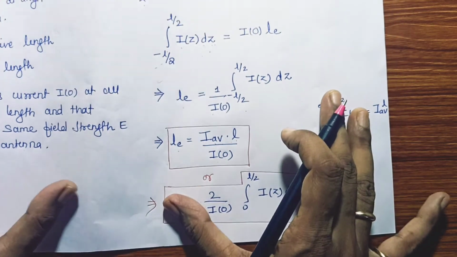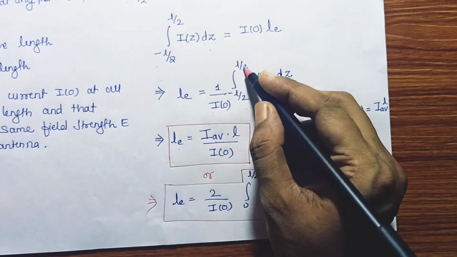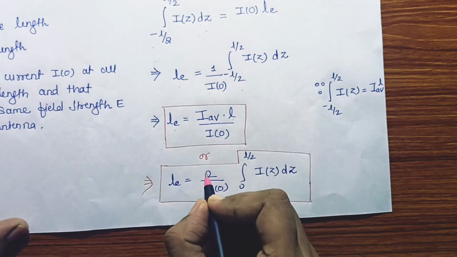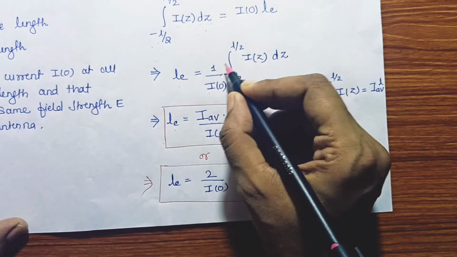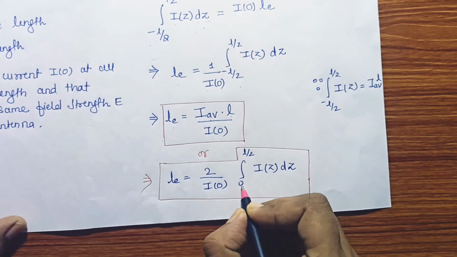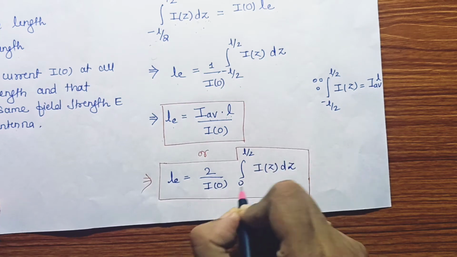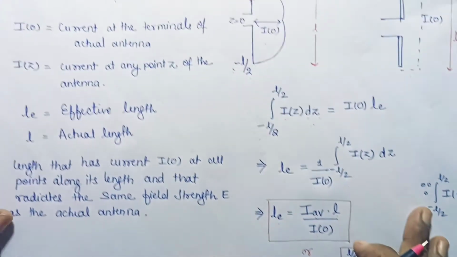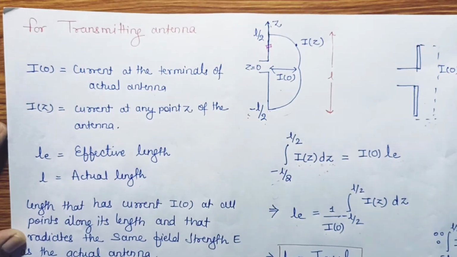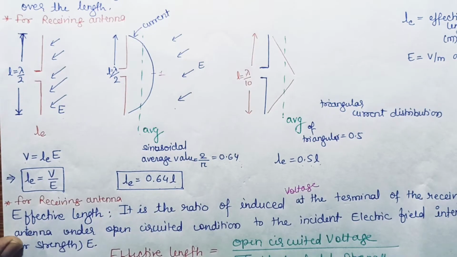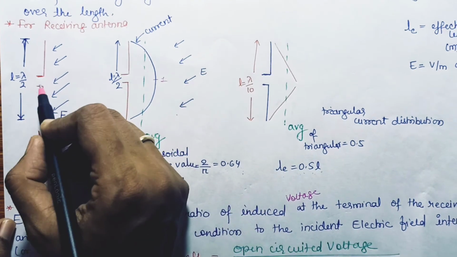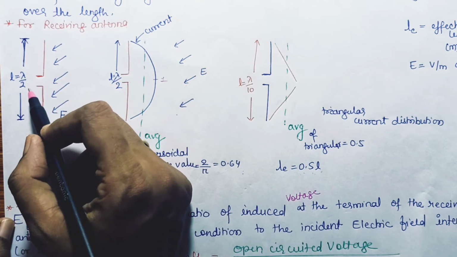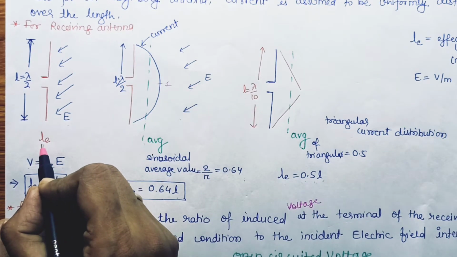Now, using the property of integration, we have a factor of 2 in multiplication and the limit changes from 0 to L by 2. This is another formula for effective length. So this is for the transmitting antenna. Now for the receiving antenna, we have a dipole antenna with length L equal to lambda by 2, but its effective length we show as LE.